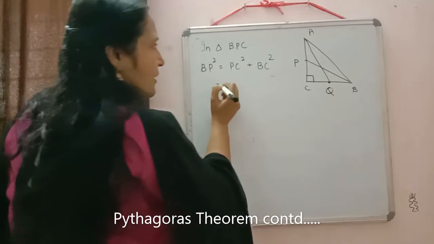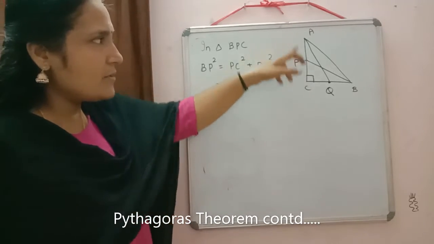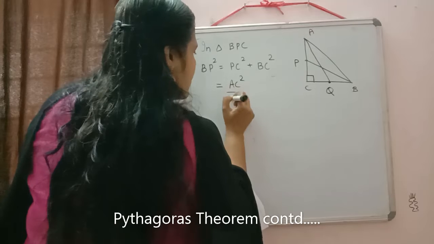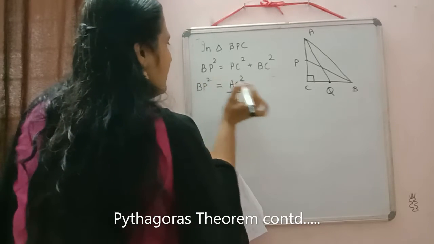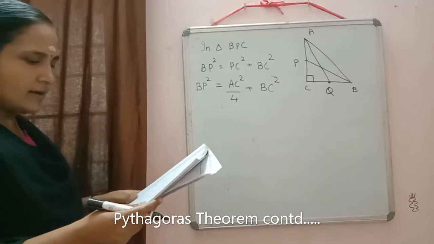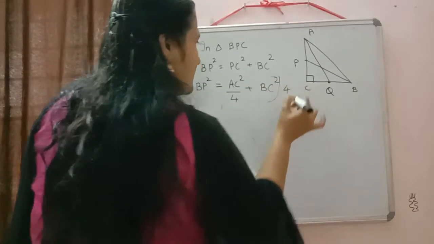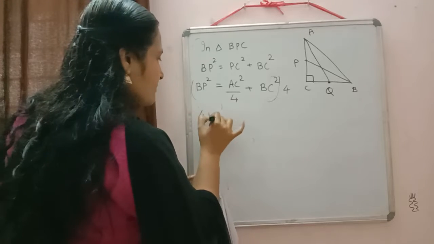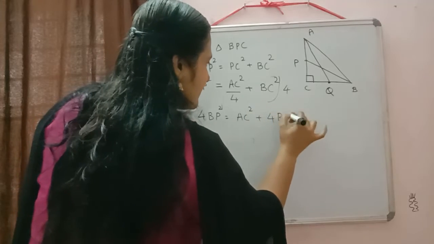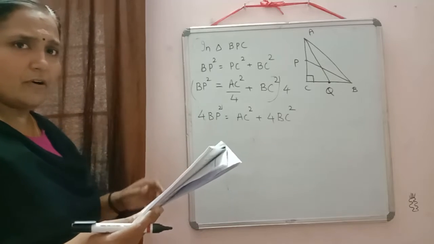So again, as given, how did we write PC in terms of AC? Yes, PC is equal to half of AC. Then PC square can be written as AC square by 4. So we are getting BP square is equal to AC square by 4 plus BC square. Again, we don't want 4 here, so what will we do? We will multiply the whole equation by 4. Then it will come 4BP square is equal to AC square plus 4BC square. Correct? So the second proof is also over.